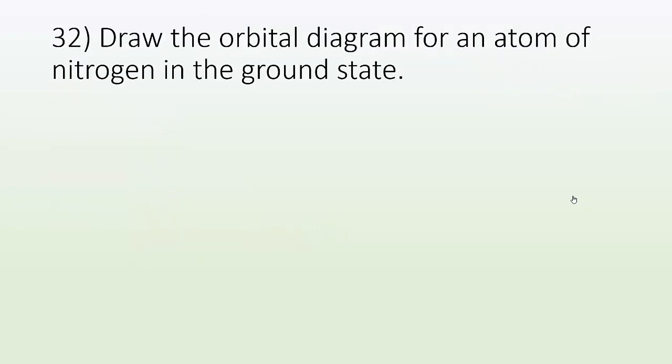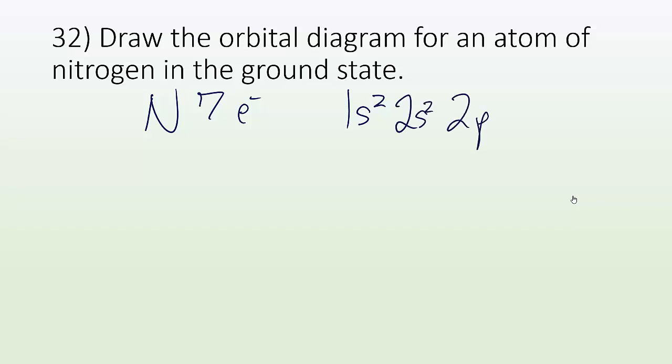32, draw the orbital diagram for an atom of nitrogen in the ground state. So nitrogen has a total of 7 electrons, right? Its configuration is going to be 1s2, 2s2, 2p3. Oops, there we go. So that is all the electrons.